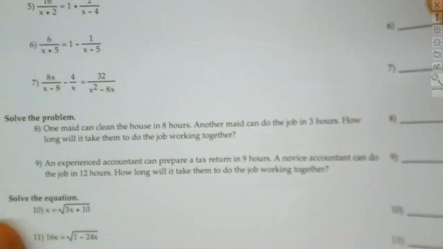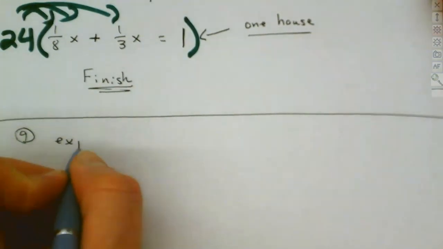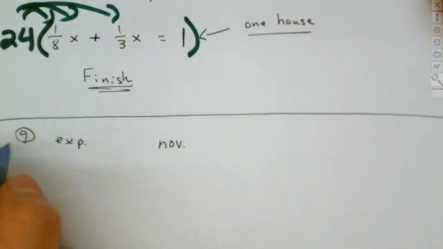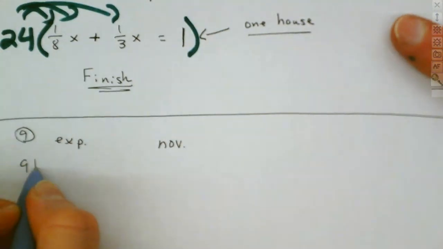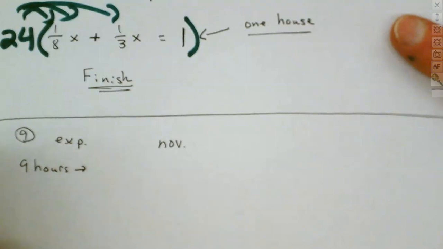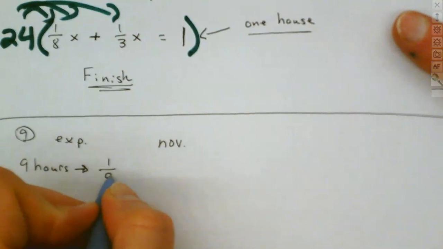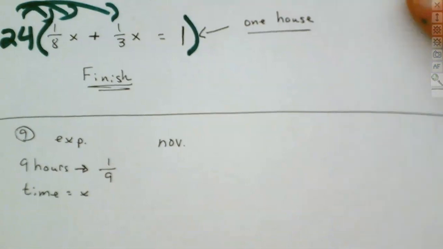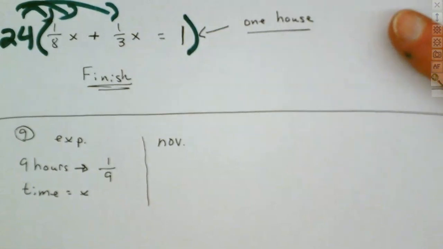Well, again, this would be addition because they're going to be helping each other out. And we have an experienced accountant and a novice accountant. The experienced accountant can do these tax returns in 9 hours. So how much does the experienced accountant do in 1 hour? 1/9. What's the time? We don't know, so we'll use an x. What about the novice accountant? Novice accountant's a little bit slower. And the novice accountant takes 12 hours.